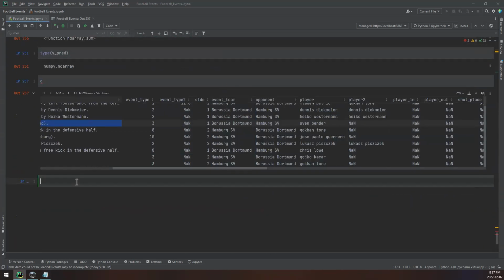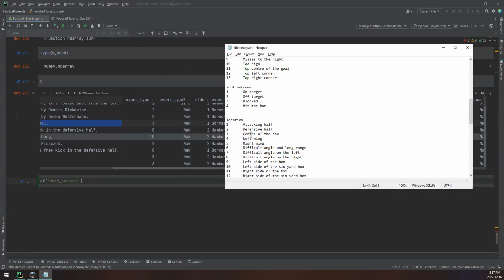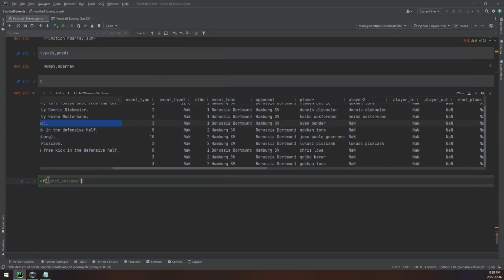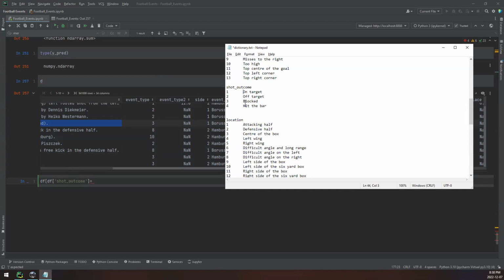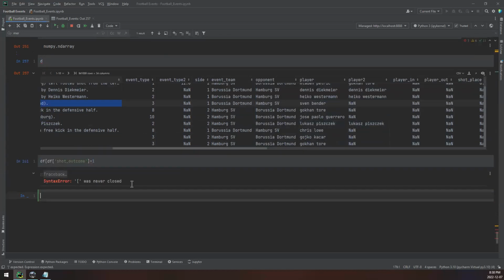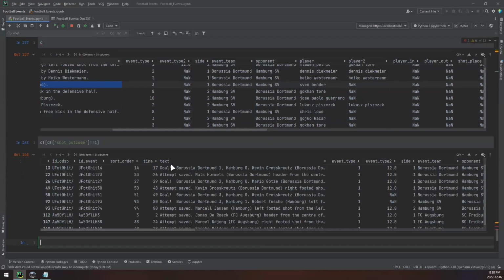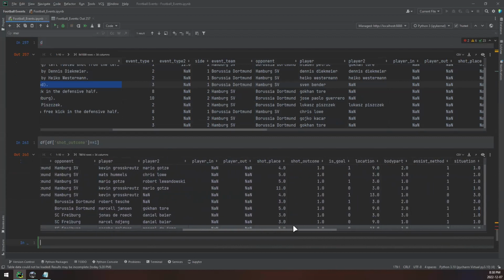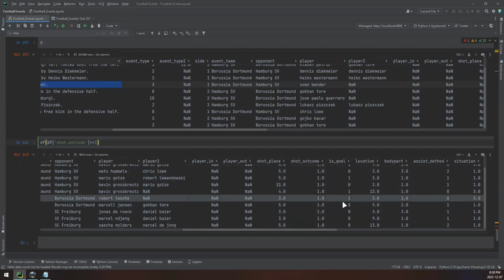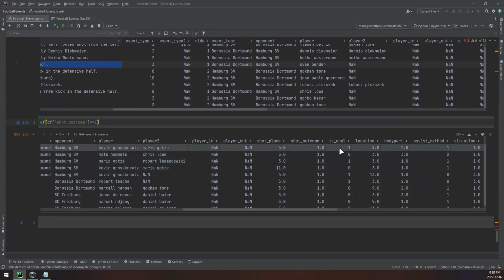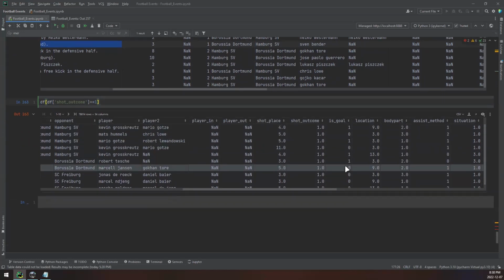But this is a bit confusing because we also have blocked there. So, shot outcome equals, let's say 1. You have to put two equals. Yeah, exactly. So where is is goal? Oh yeah, there is 1-0, 1-0. So not all shot outcomes, not all on target is a goal. Yeah. Okay.